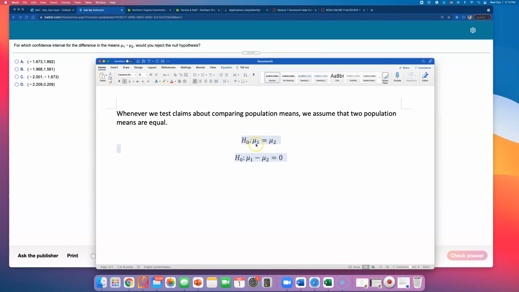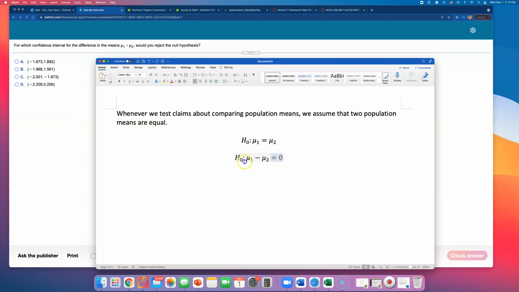So these two are written in two different forms. The first one is saying mu1 equals mu2, but this one right there is saying mu1 minus mu2 equals 0. Because if they are truly the same, if you subtract them, you get 0, right? If you subtract something from itself, you get 0. So why am I talking about this?